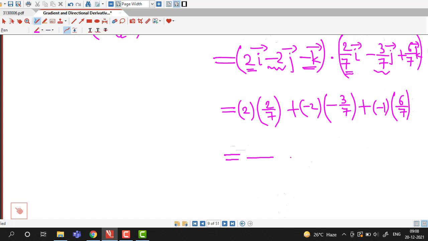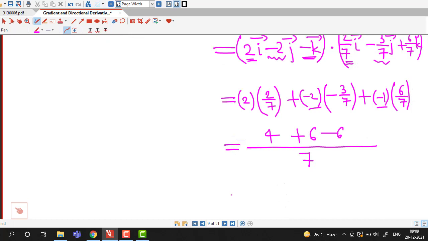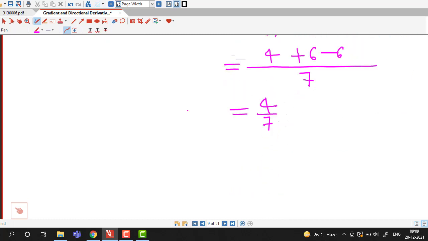Now we can take 7 as the LCM. 1 by 7 is in each term, and here we will have 4, minus 2 into minus 3, that is 6, and here we have minus 1 into 6, that is minus 6. So finally our directional derivative is 4 by 7. So this is the required directional derivative of the scalar function at point 1, 1, 0 in the direction of unit vector a cap.